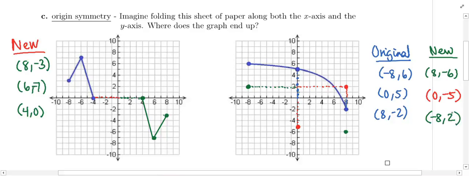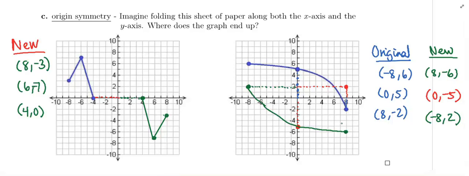Okay, all right, and so let's connect the final 3 points. So we need to connect 8, negative 6, which is down here, and we need to connect 0, negative 5, this point, and then negative 8, 2. Okay, you want it to have the same basic shape as the original graph, so you've got to connect it with that curve. Okay, so let's go ahead and do this. And there you go. Okay, that is what the origin symmetry looks like, that green curve right there.